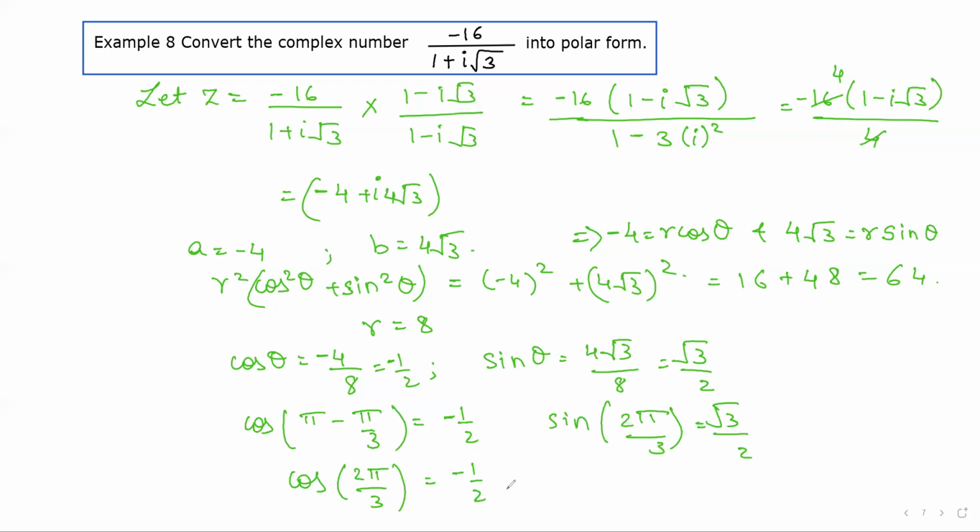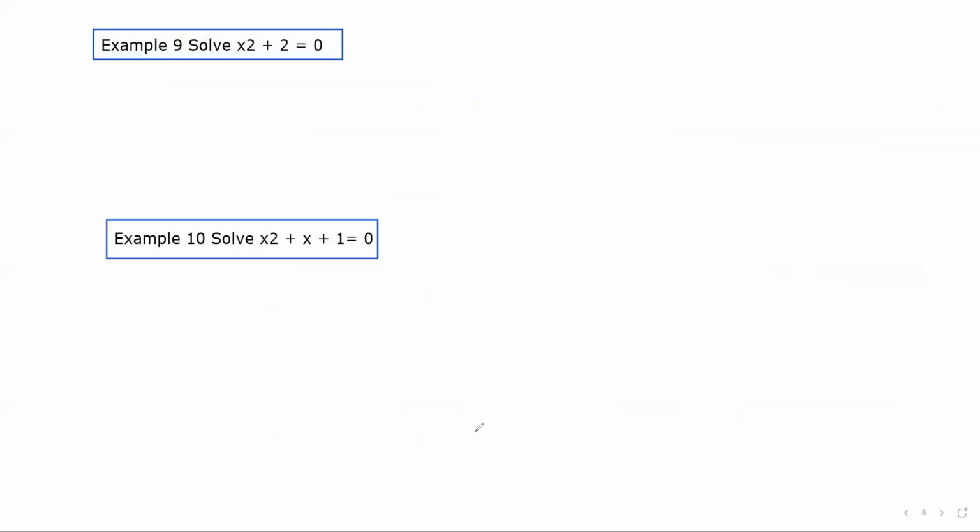Here, your polar form would be r into cos of your angle. Next question.